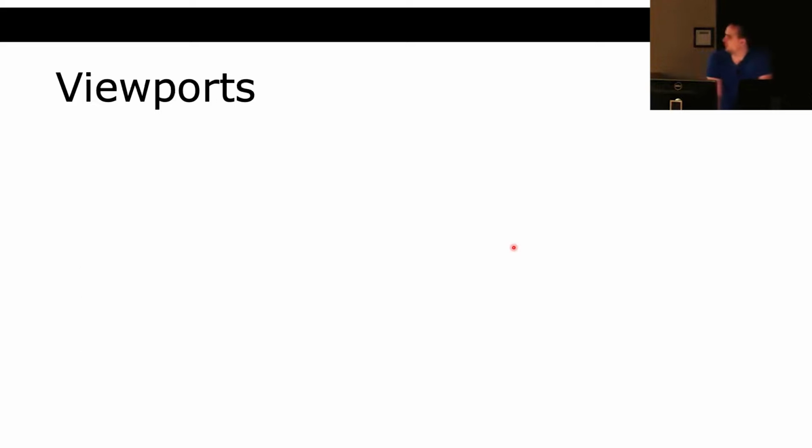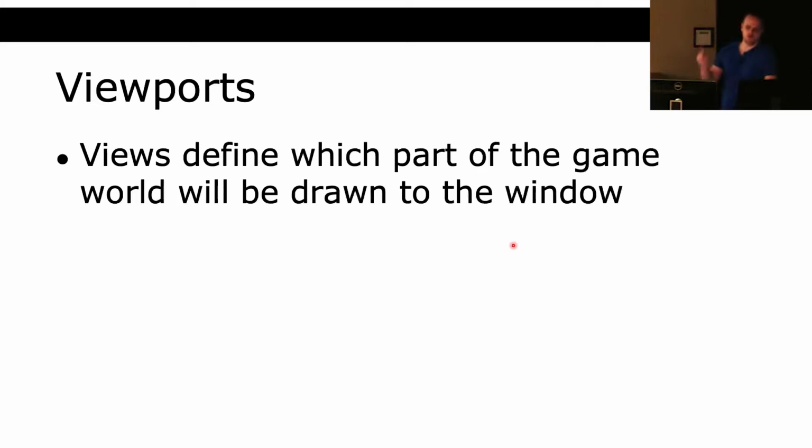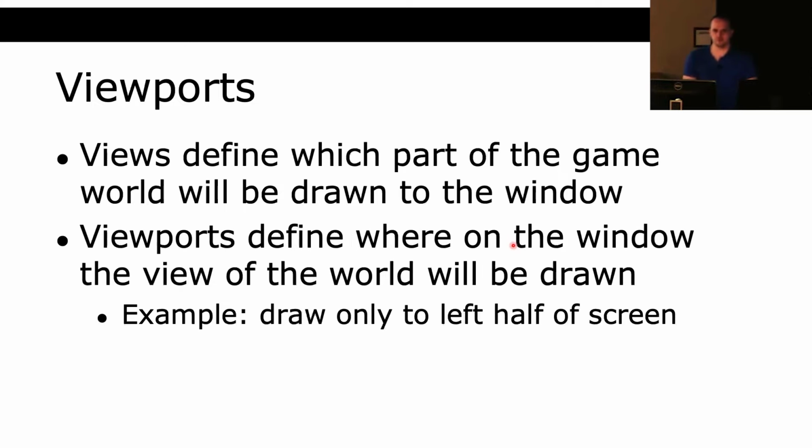Okay, viewports. So views define which part of the game world will be drawn to the window. You know all of that by now. But viewports define where on the window the view of the world will be drawn. So for example, you could say, I only want the left half of the screen to be used to draw the game world, right? Maybe I want the right half of the screen to draw this other thing, like my inventory that's constantly up on the screen or something like that. So a viewport is which part of the window will be used to draw this view.